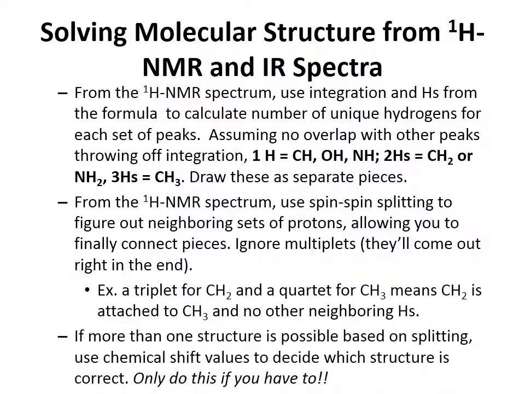If more than one structure is possible based on splitting, use chemical shift values to decide which structure is correct. Only do this if you have to. Surprisingly, the chemical shift information is not used as much as you might imagine. You really use the integration and the splitting more than anything else, and the chemical shift information is only necessary when you really have to figure out whether or not you have one structure or alternative structures.